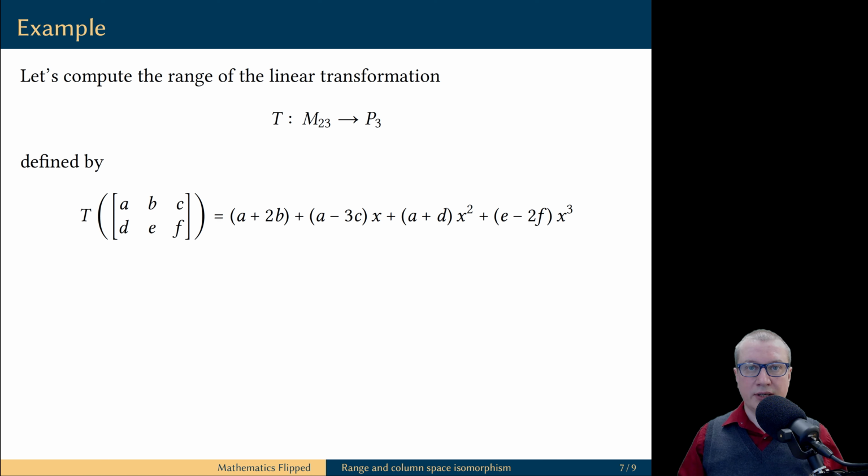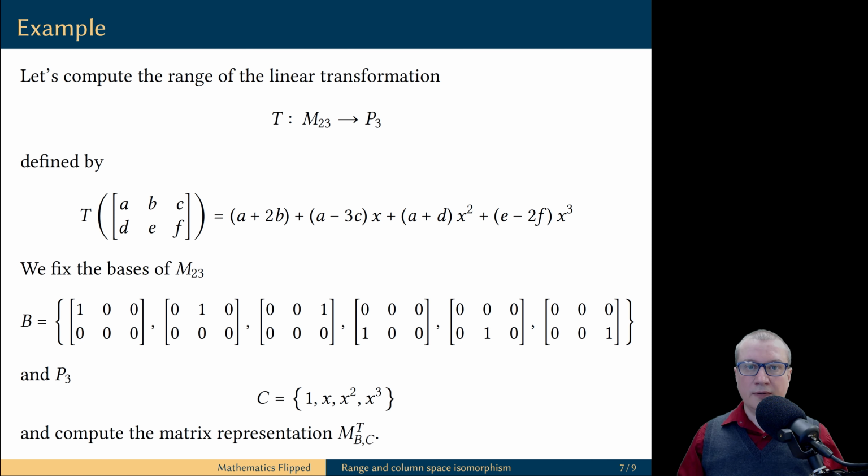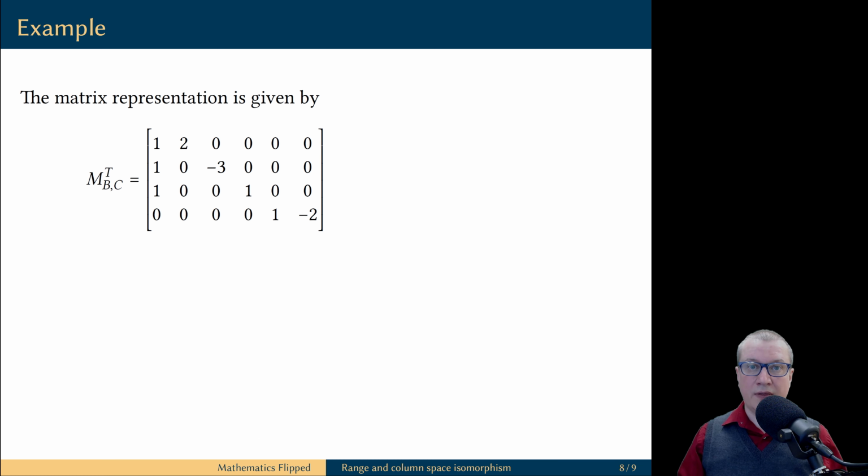Let's see this result in action. We have this linear transformation T from the vector space of 2 by 3 matrices into the vector space of polynomials of degree at most 3. We fix nice bases B of matrices and C of polynomials, and this allows us to construct the matrix representation of T relative to these two bases. We have constructed this matrix representation in the last video, so I'm simply going to copy this result here. And now we will compute the column space of this matrix.